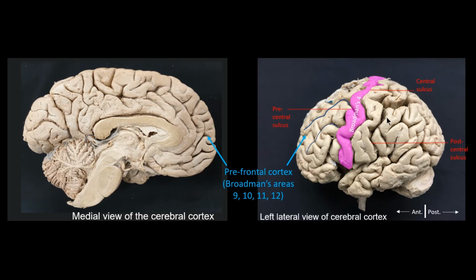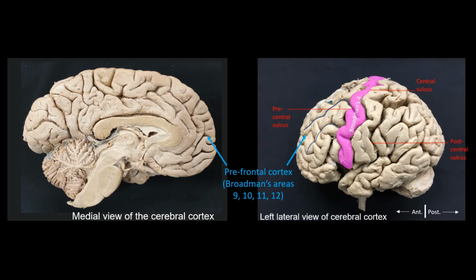So what you can see over here is the left lateral view of the cerebral cortex. You can see the frontal lobe here and the occipital lobe at the back. And we can see the medial view of the left cerebral hemisphere over here, the frontal end being over here, and the occipital lobe, or the back end of the brain, being over here. Right, so now the prefrontal cortex is quite extensive.